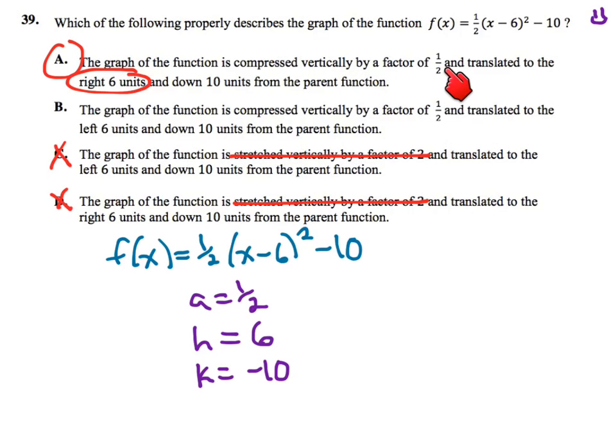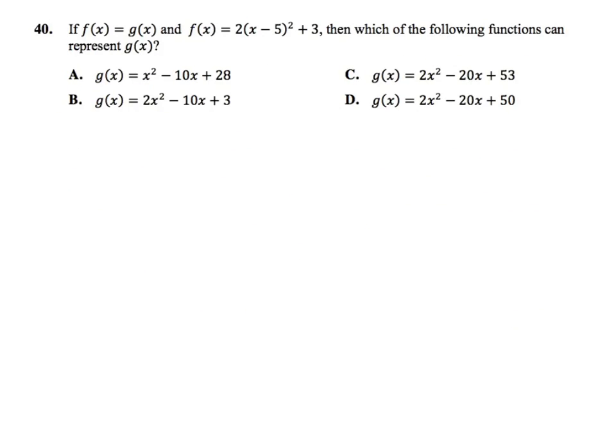Compressed by a factor of 1/2, translated to the right 6 units, and translated down 10 units. BB3 would give you transformations like this. 40. All right, f of x equals g of x, and f of x equals this expression. Well, what could we say about g of x? It's going to be equivalent to f of x. So we have f of x equals this expression.